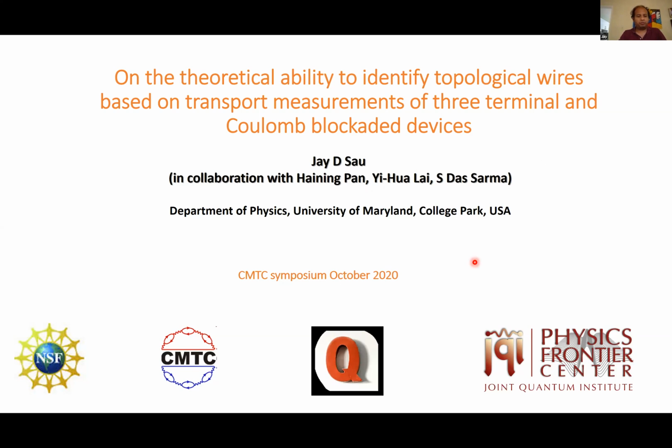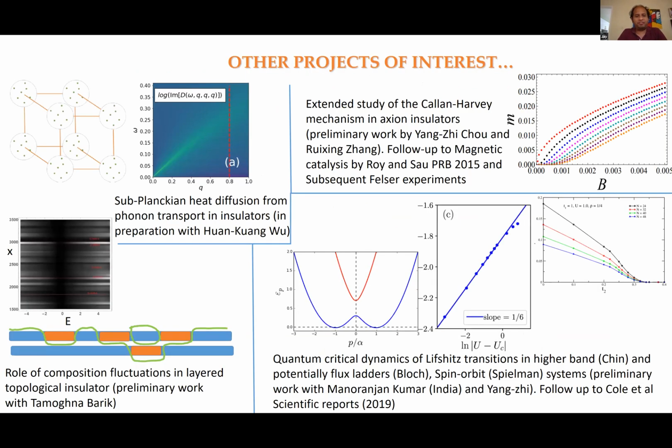There are two reasons why I'll spend most of my time on this work. One is that I recently gave a talk at a Microsoft meeting on this, so I had this talk ready, and the work is recent, and it involves work from two other students in the group. But before I do that, I wanted to spend a few minutes introducing other work that's done by collaborators at CMTC.